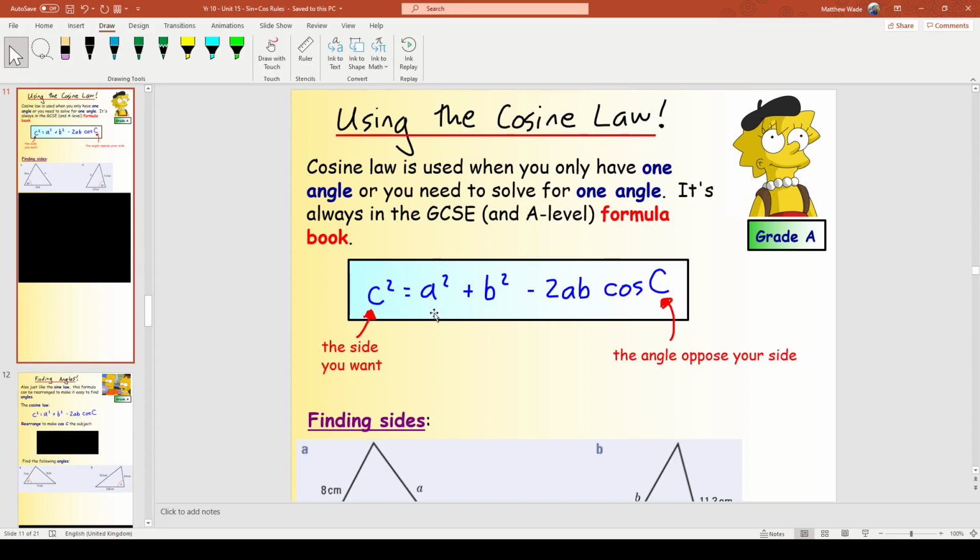That makes the other two sides, A and B, just the other two sides that are the sides you don't care about. They're the other two that are in the triangle. A and B are there, and the main thing that you've got to spot is big C is actually the angle, the angle that's opposite to the side that you want.